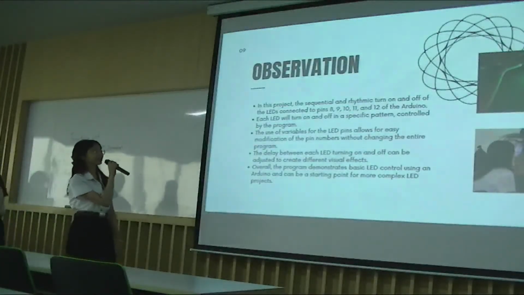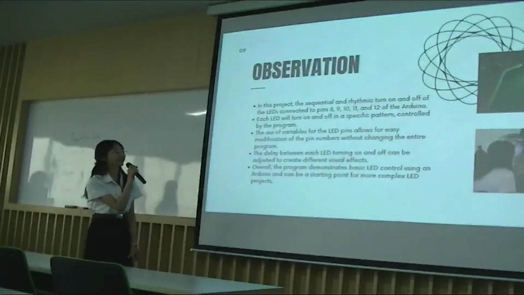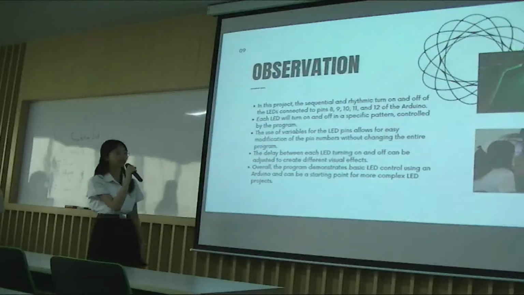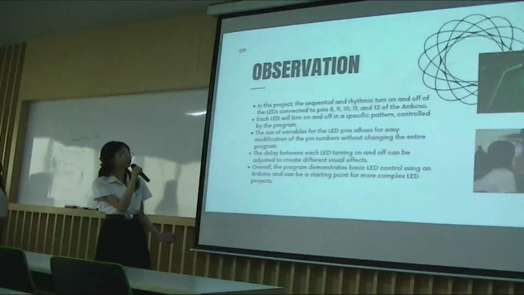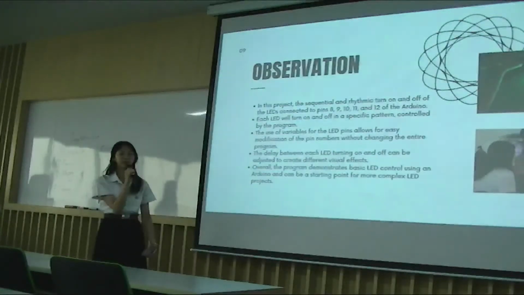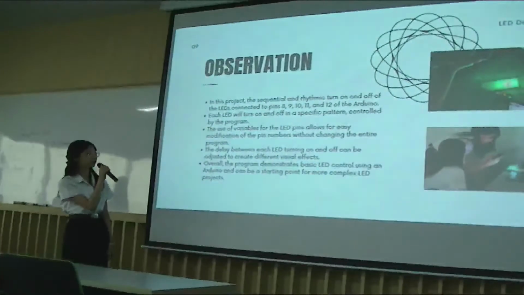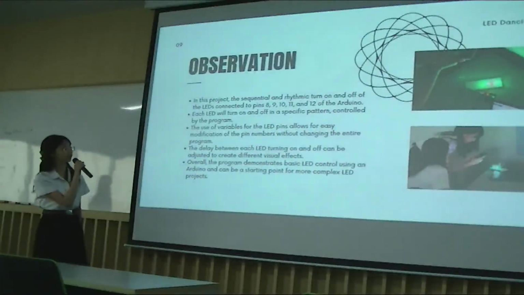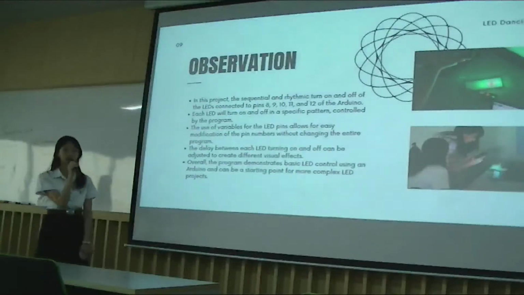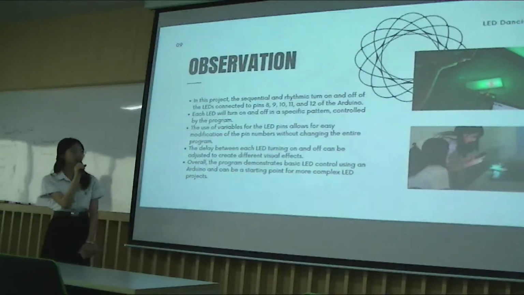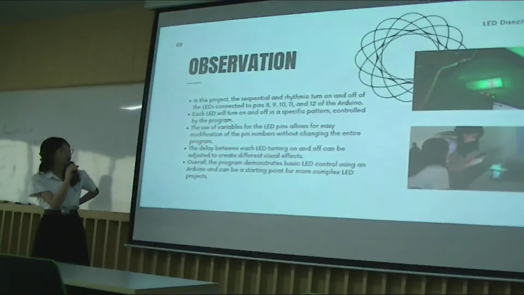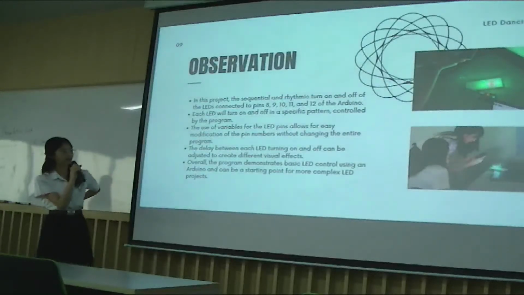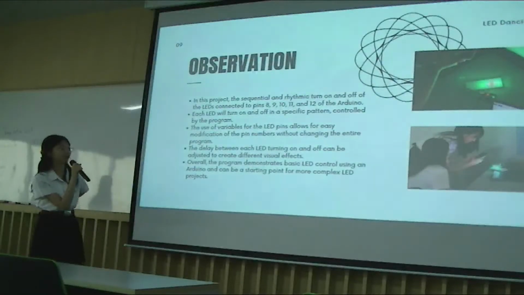The observation in this project: the LEDs connected to pins 8, 9, 10, 11, and 12 of the Arduino turn on and off. Each LED will turn on and off in a specific pattern controlled by the program. The use of variables for the LED pins allows for easy modification of the pin numbers without changing the entire program. The delay between each LED turning on and off can be adjusted to create different visual effects. Overall, the program demonstrates basic LED control using an Arduino and can be a starting point for a more complex LED project.